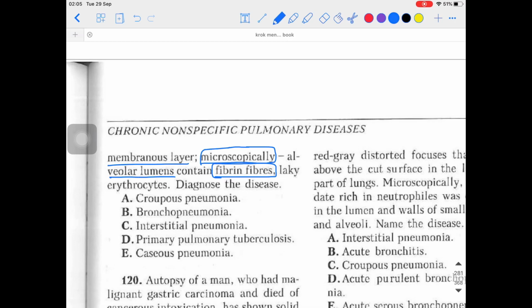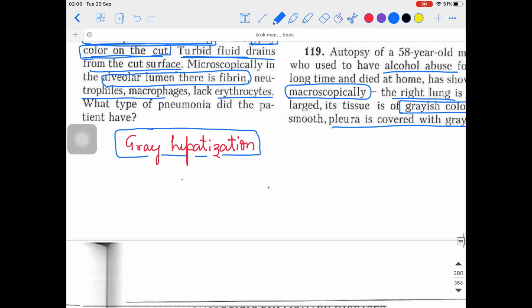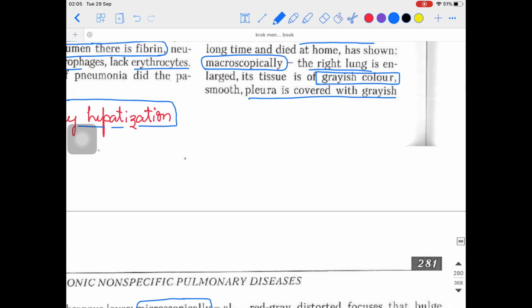They are talking about what? They are talking about Crouper's pneumonia, because they have already mentioned which kind of color? Its tissue is of grayish color. The pleura is covered with a grayish membranous layer. So that is Crouper's pneumonia. Pleuropneumonia, because they are talking about the pleura being covered. So that is Crouper's pneumonia, or it can be fibrinous pneumonia, pleuropneumonia. Several kinds of names are there.